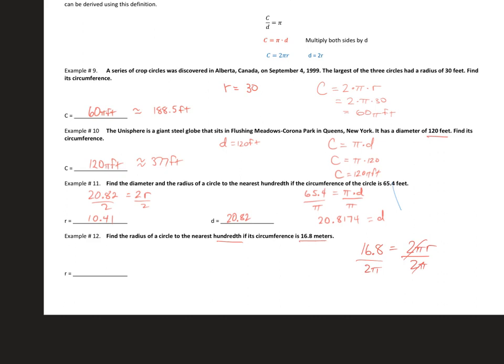So I'm going to get 26.389 is equal to the radius. So that means the radius is 26.39. And that's in terms of meters. The previous problem number 11, that was in terms of feet. So I need to put that unit of measurement. That's it for page 4.